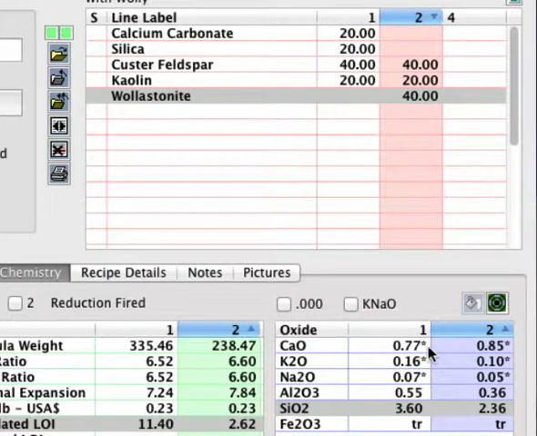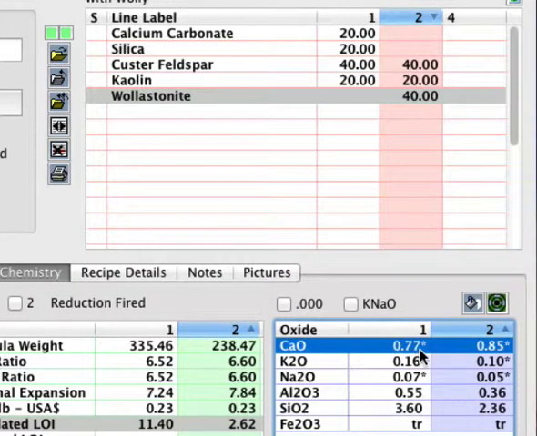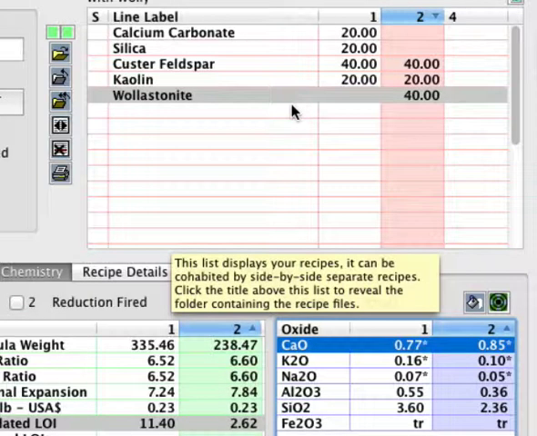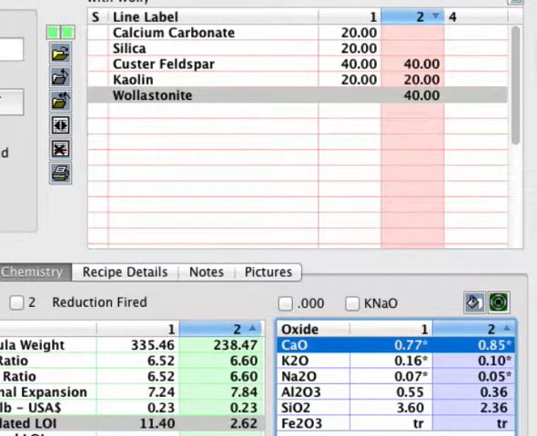But if we look at the chemistry down here, the calcium oxide is up by quite a bit, and the silicon dioxide is way down. Now, why is that? We're dealing with a viewpoint issue here because in recipes, we weigh material powders and we compare them by their weights, whereas in formulas, we are comparing numbers of molecules.